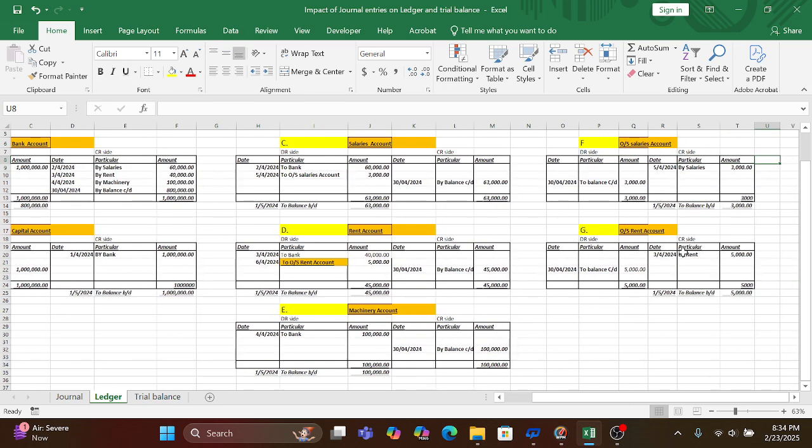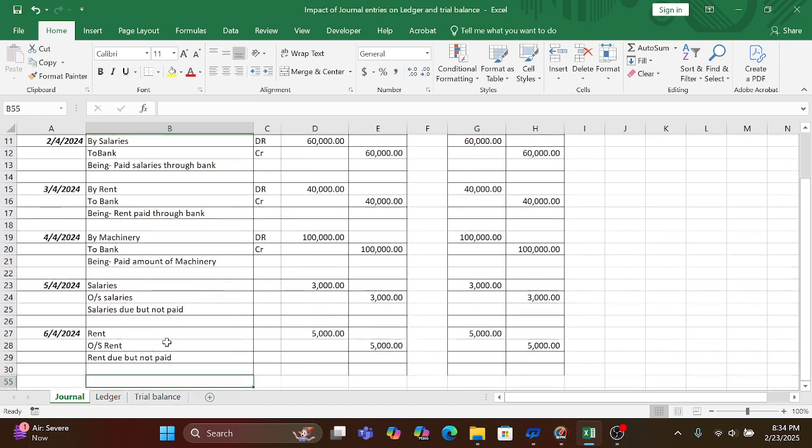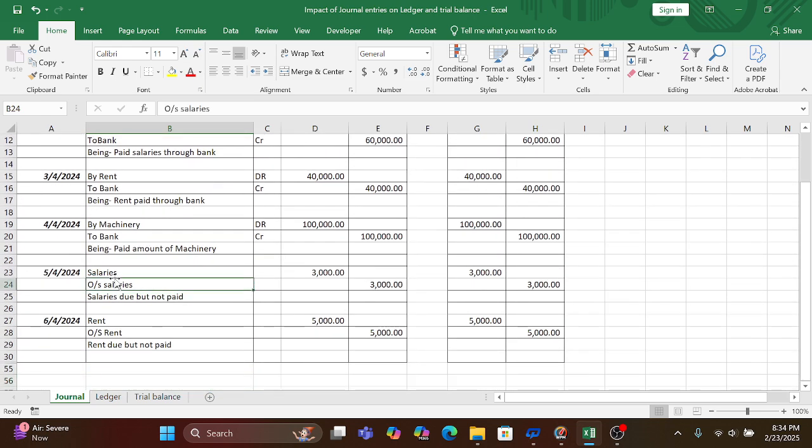So our next entry is outstanding salary. For our outstanding salary we have to post an entry, salary account debit to outstanding salary. If we pay the amount of salary, in that case salary account debit to bank. If the salary has been accrued but we have not paid that amount, in that case we have to post this entry: salary account debit to outstanding salary account.